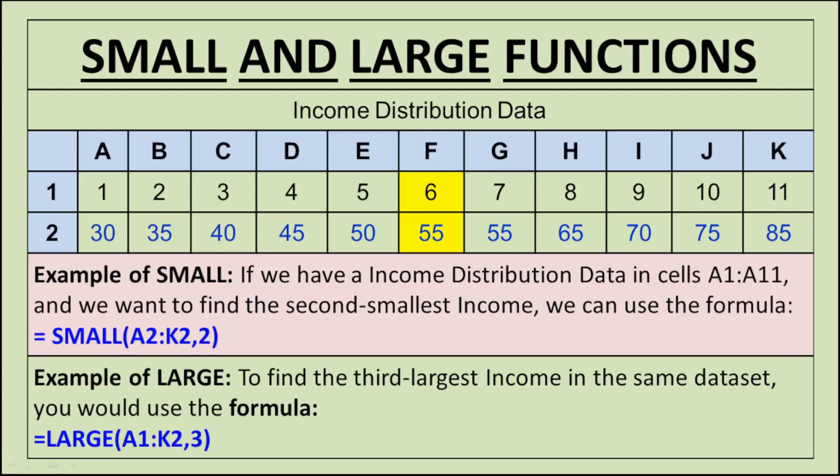Common uses: finding outliers, identify extreme values in the income distribution. Calculating percentiles, determine specific income levels within the distribution, such as the 25th, 50th, or 75th percentiles. Ranking incomes, sort the incomes from lowest to highest.